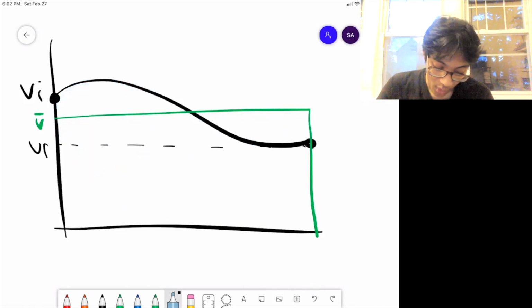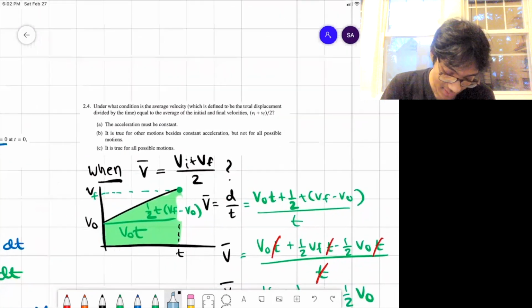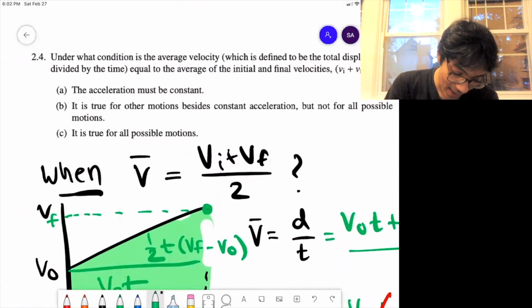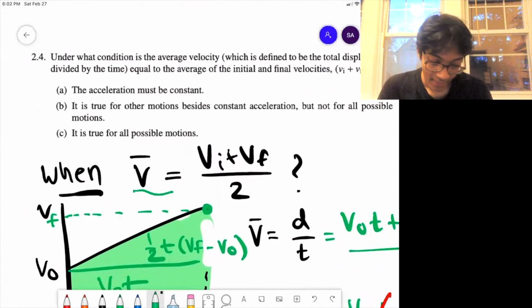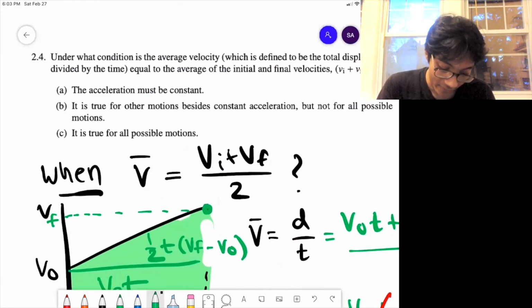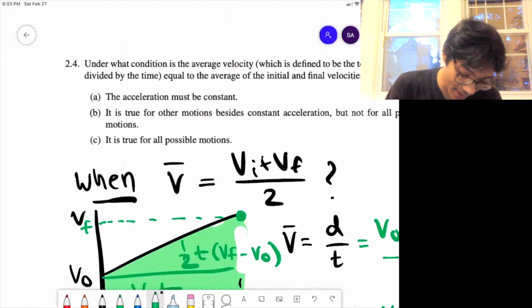And so what are we left with? Let's check out the answer choices. Oh, that's the last question. Let's check out the answer choices. The average acceleration must be constant. Now, that's not true. We just saw a case where the acceleration is not constant, and we still have this formula being true. So A cannot be the answer.